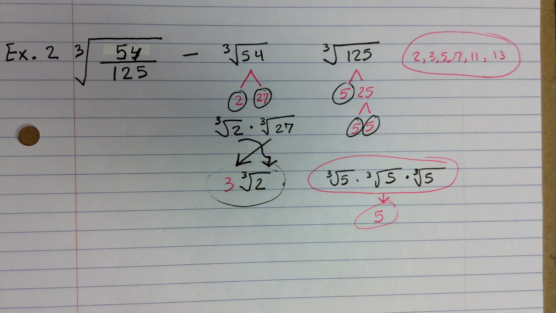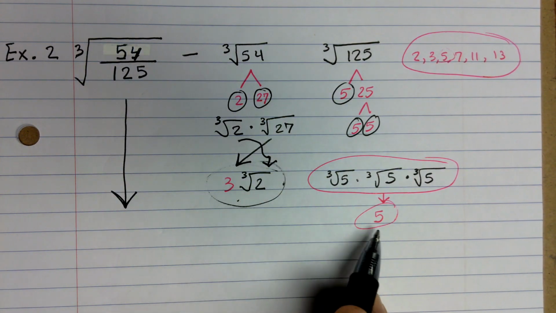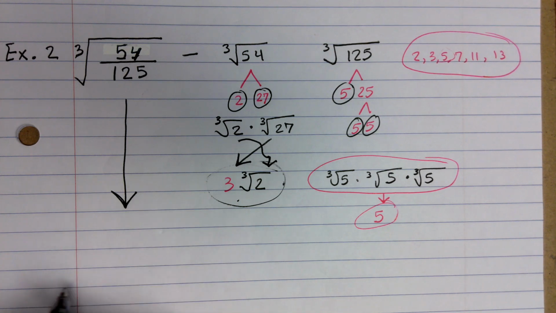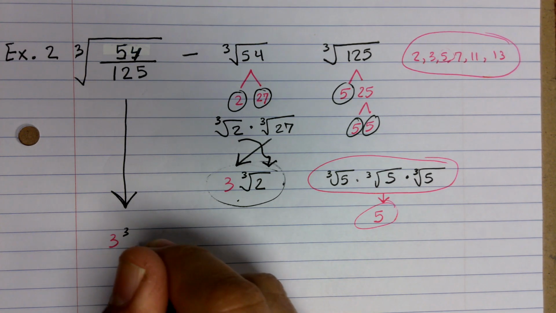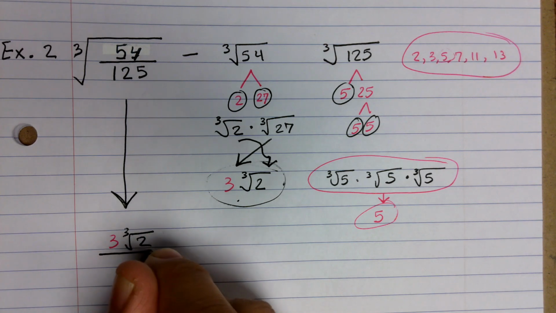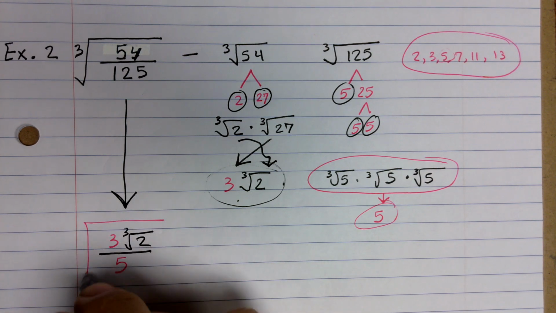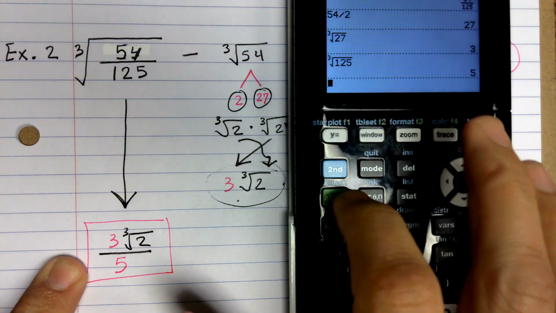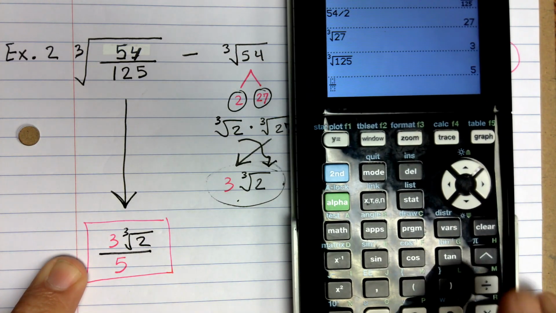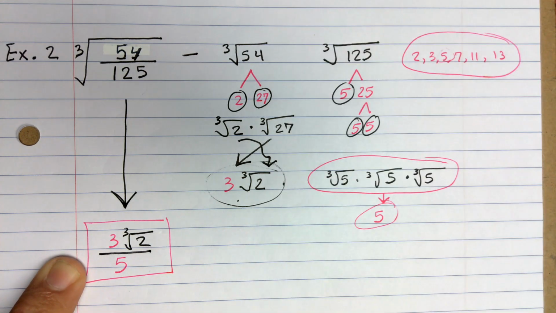So when I write my final answer, I'm going to go back and write this as a fraction, but now using these simplified cube roots. And so the first one is 3 times the cube root of 2 over 5. And 3 over 5 can't be further simplified. You can always check it by using alpha y equals enter to get your fraction bar. Put 3 over 5 and see what it gives you. And notice it stays exactly the same. It's just 3 over 5. So that is our final answer.